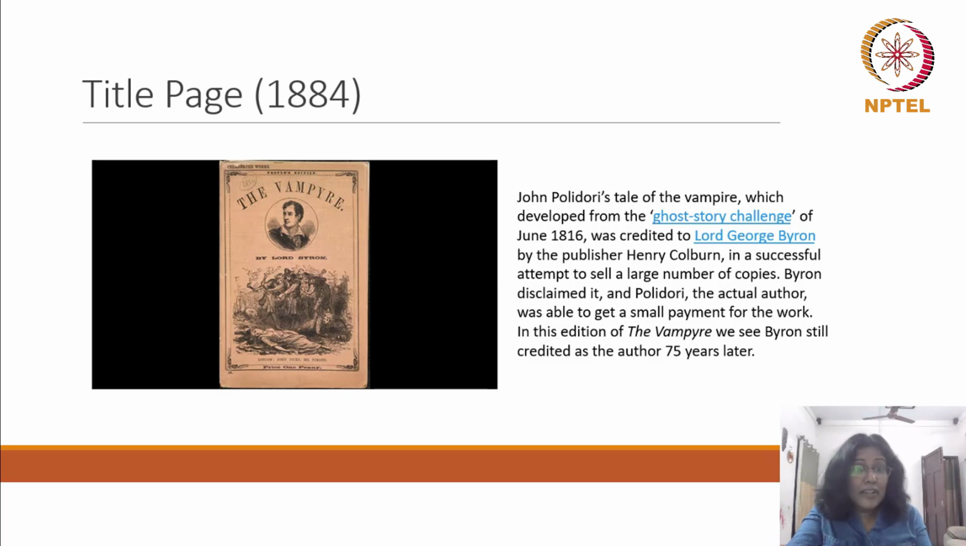And the publisher, Henry Colburn, attempted to sell a lot more copies than it would have sold by using the name of Lord Byron. But Byron disclaimed authorship of this novel, and Polidori, the actual author, managed to get some money, a little bit of money for this work.